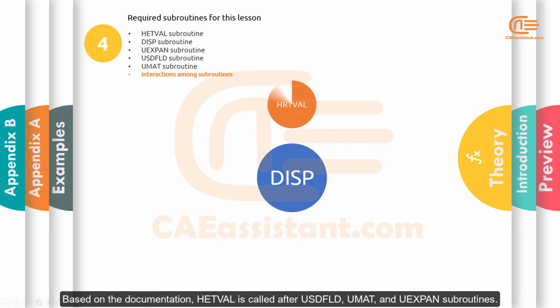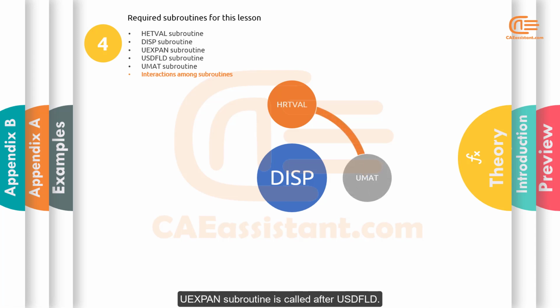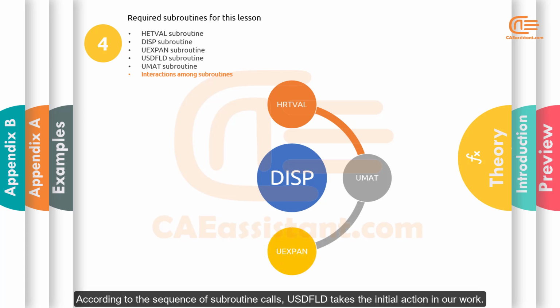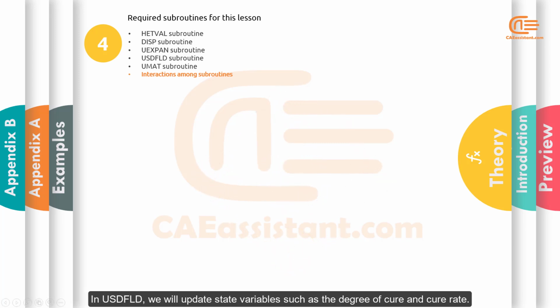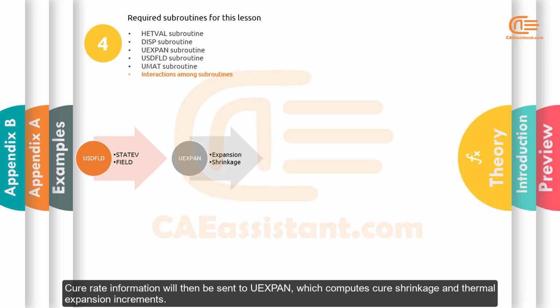Based on the documentation, HETVAL is called after USDFLD, UMAT, and UEXPAN subroutines. Therefore, it utilizes the latest values of state variables from the other subroutines. UMAT is called before HETVAL, following USDFLD and UEXPAN. UEXPAN subroutine is called after USDFLD. According to the sequence of subroutine calls, USDFLD takes the initial action in our work. In USDFLD, we will update state variables such as the degree of cure and cure rate. The updated values will be utilized by subsequent subroutines.